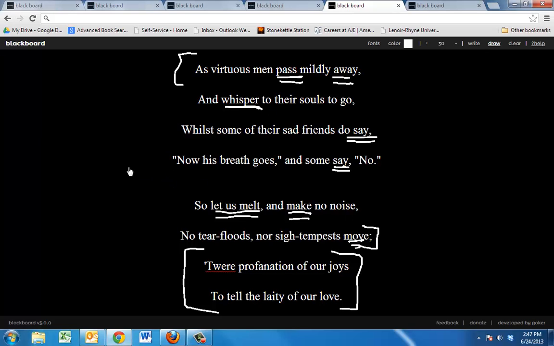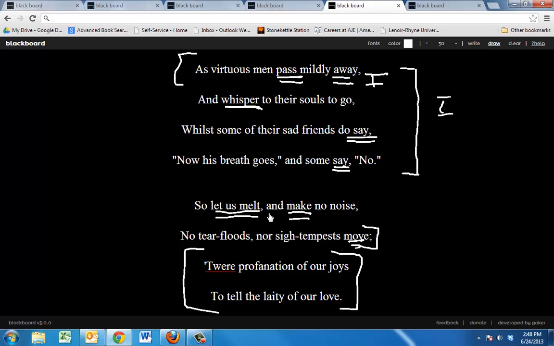Our task is to figure out which one is the main one. Well, we can look at this right here. As virtuous men pass mildly away and whisper to their souls to go. This is all one long introductory phrase. So I'll just put an I here to remind us of that. While some of their sad friends do say, now his breath goes, and some say no. This is also part of this same introductory phrase. So this is all one long introductory phrase that leads us up to this.